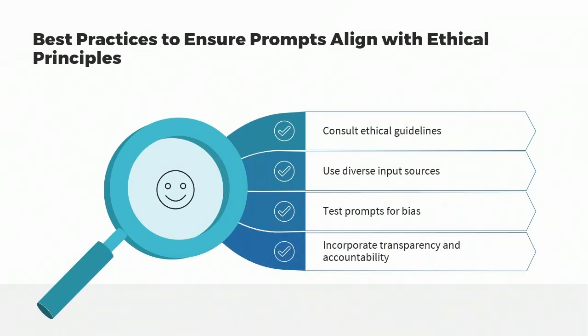Finally, incorporate transparency and accountability in the design of prompts. This means users should have a clear understanding of how the prompts work and how their information may be used. Additionally, there should be mechanisms in place to hold developers and users accountable for any unethical use of prompts. By following these measures, developers and users of ChatGPT can ensure that prompts align with ethical principles and standards, thereby minimizing potential negative consequences and maximizing the technology's benefits for society.